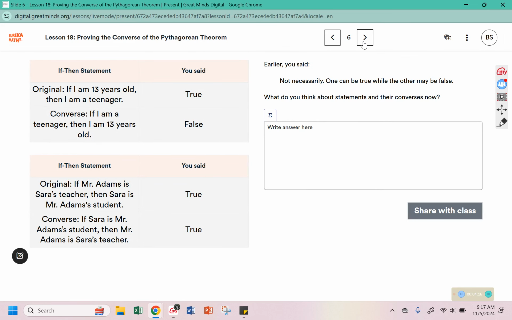Earlier you said that they are not necessarily going to be the same. One could be true while the other could be false. What do you think about statements and their converses now? I think it will depend on the statement. Here it was very clear that the teacher-student relationship exists even if we switch the order around, but the teenager and the age relationship doesn't always have to go hand in hand.